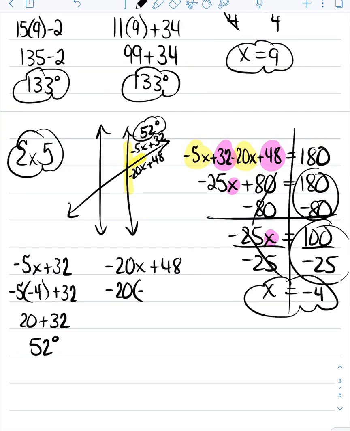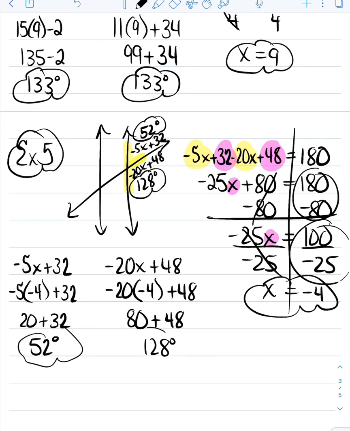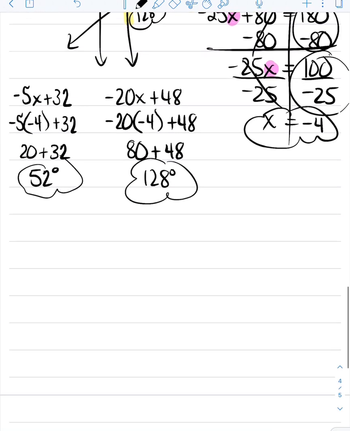Negative 20 times negative 4 plus 48. Negative 20 times negative 4 is positive 80. And then positive 80 plus 48 is 128 degrees. So those two angle measures are 52 degrees and 128 degrees. Now let me show you one more thing that you may have to do.